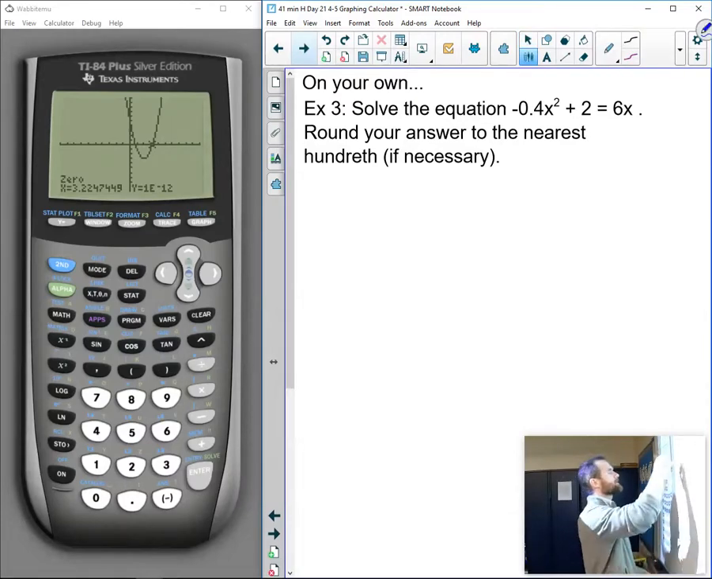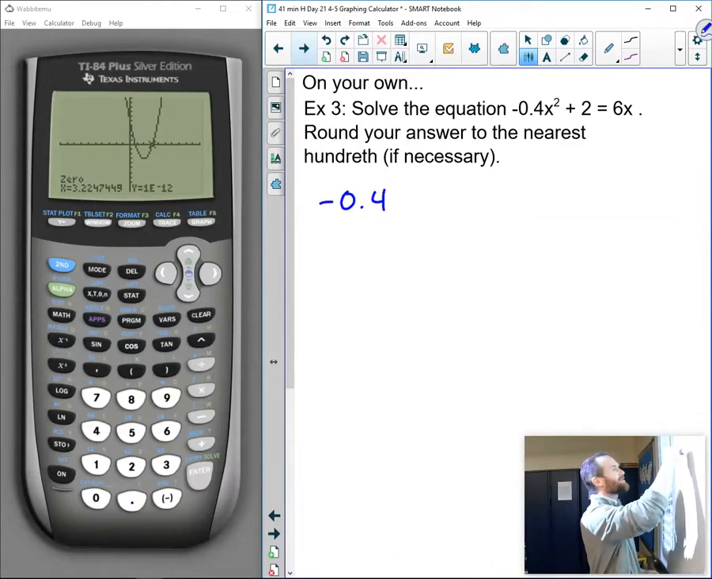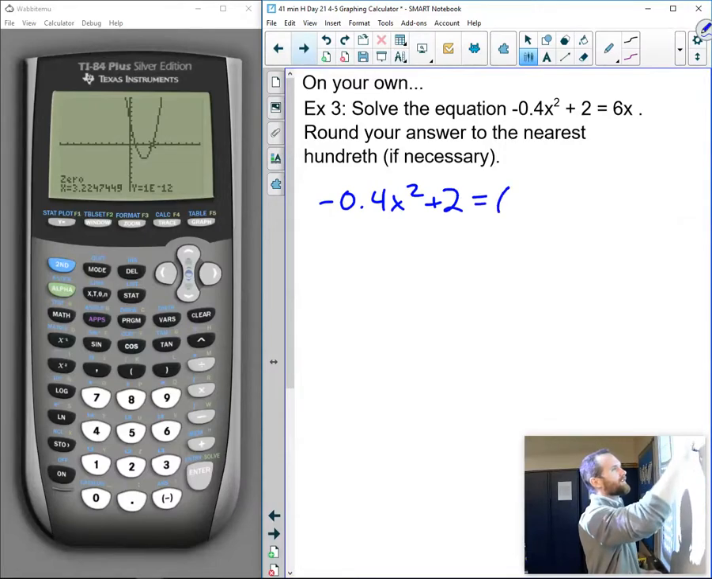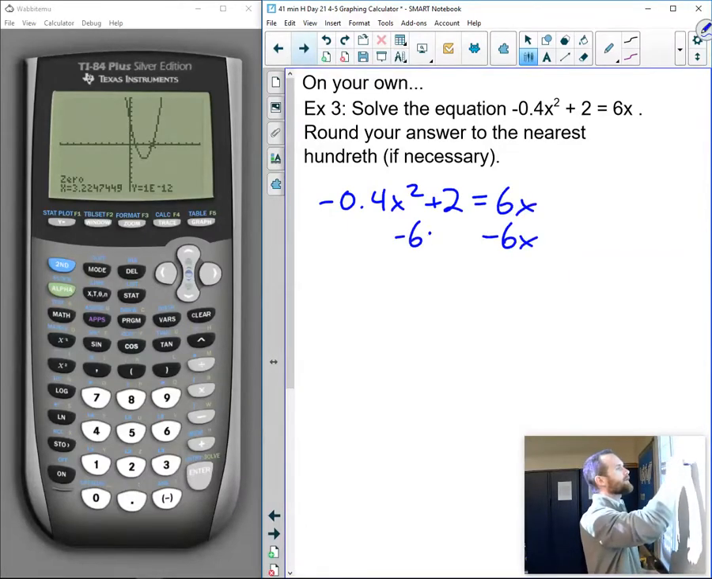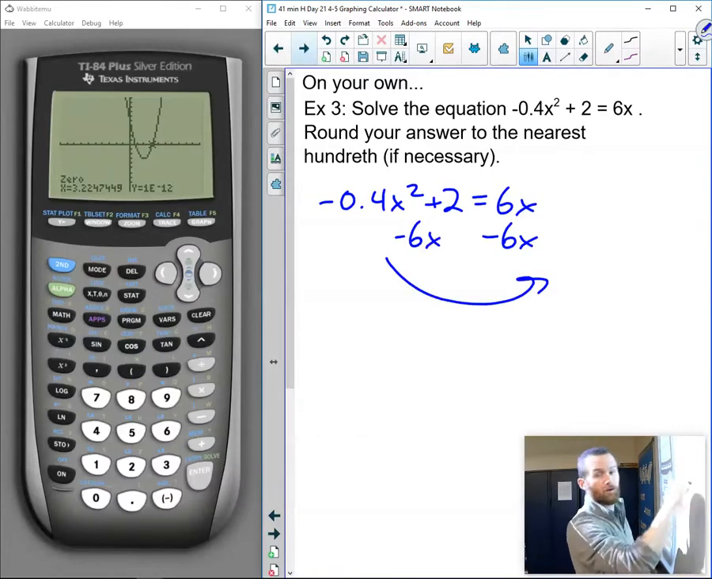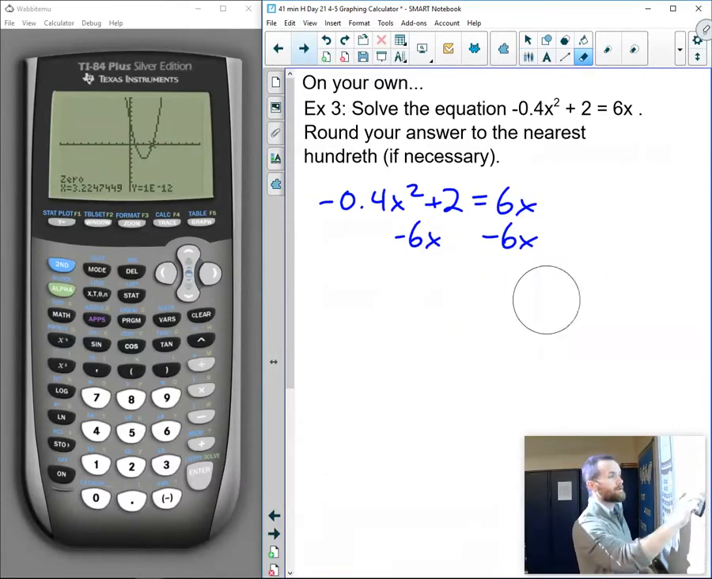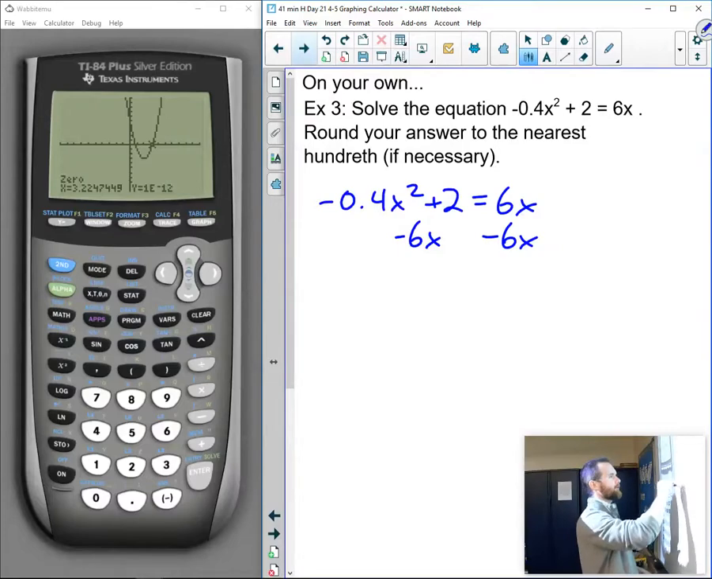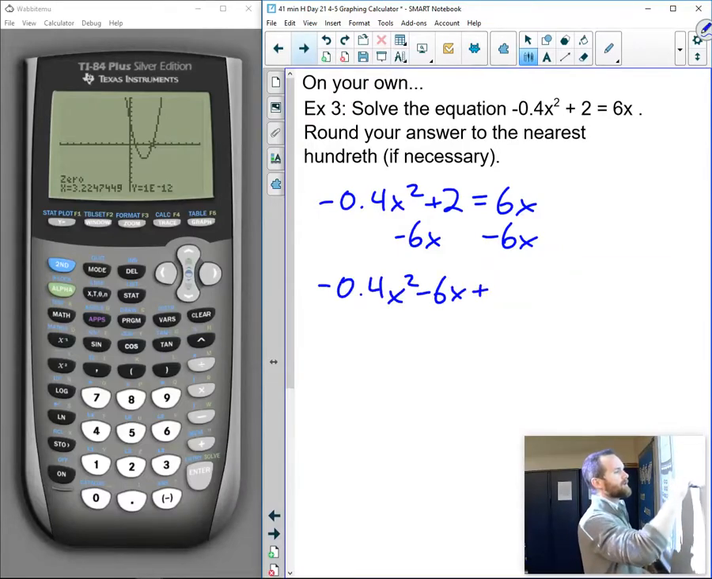First, let's get y by itself, get everything to one side. There is no y. So it's -0.4x squared plus 2 equals 6x. I'm actually just going to subtract 6x here. Now, if you did it the other way by moving everything to the right, that's okay. You'll still get the same answer as me. Your graph might look different though. So it's -0.4x squared minus 6x plus 2.